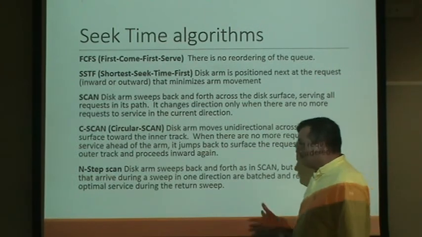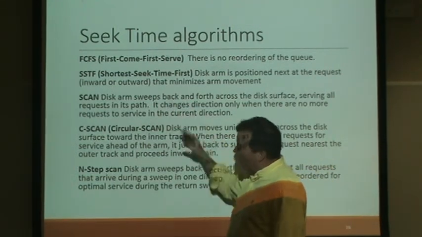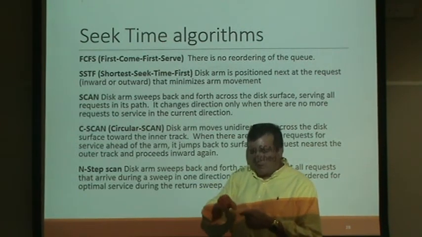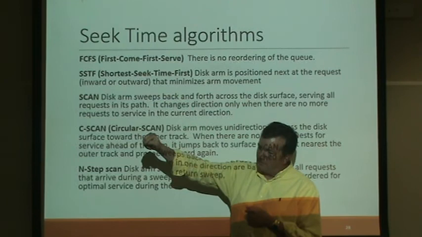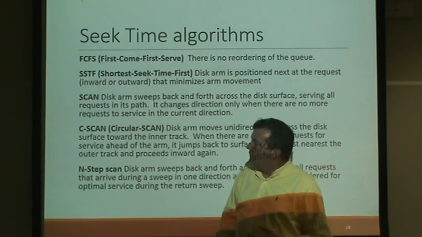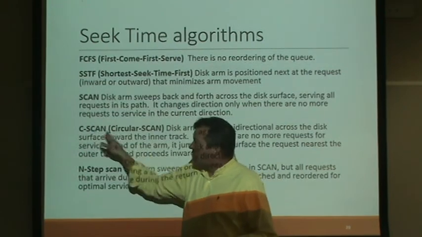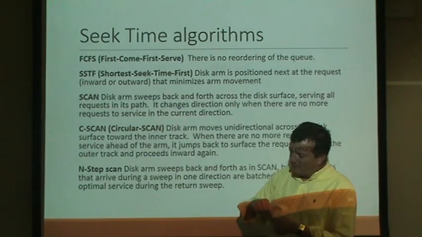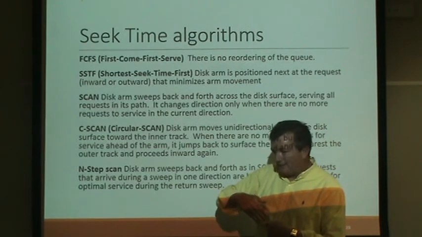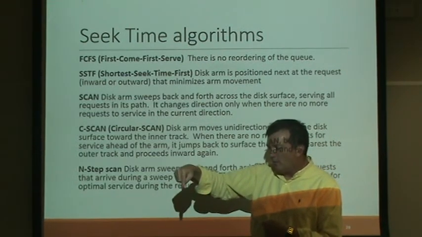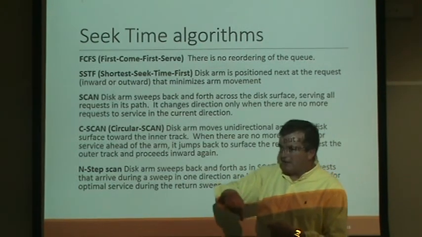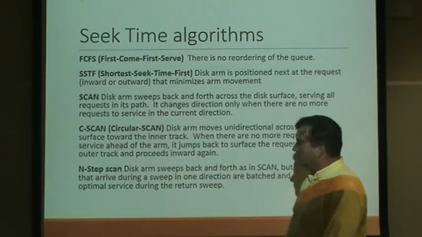Then some designers thought that's a little bit unfair to somebody who just missed, as the arm went by, their request just got missed. Now it's going to go all the way to the other end and then handle all the requests coming all the way back. So a circular scan would be, you start on the outside track, the read-write head moves all the way to the inside, handling all requests along the way. When it gets to the inside, it immediately goes to the outside and then starts handling requests again. So that would be a circular scan.